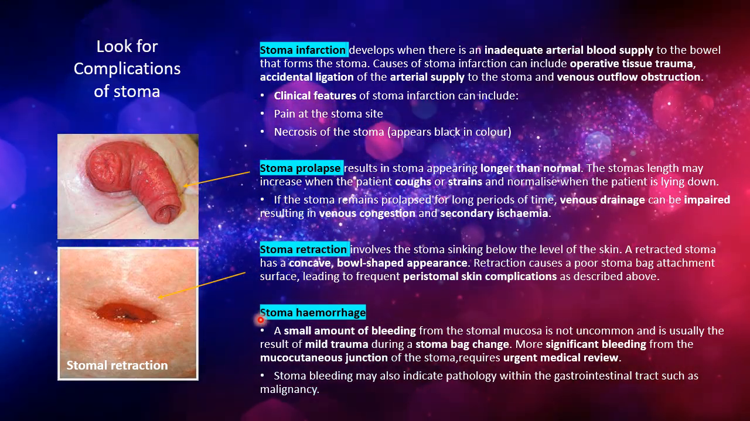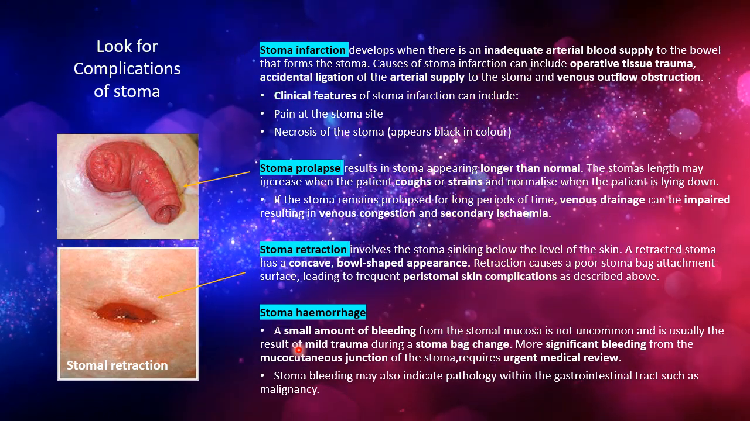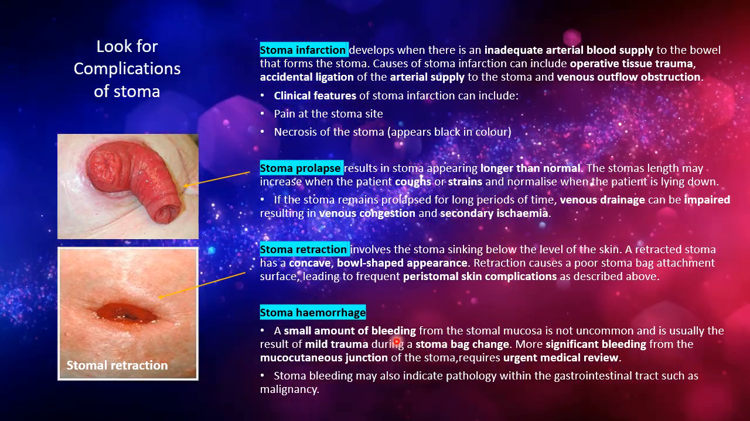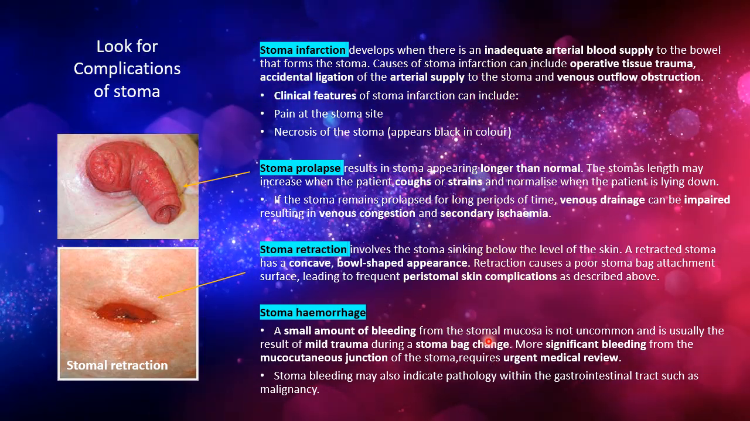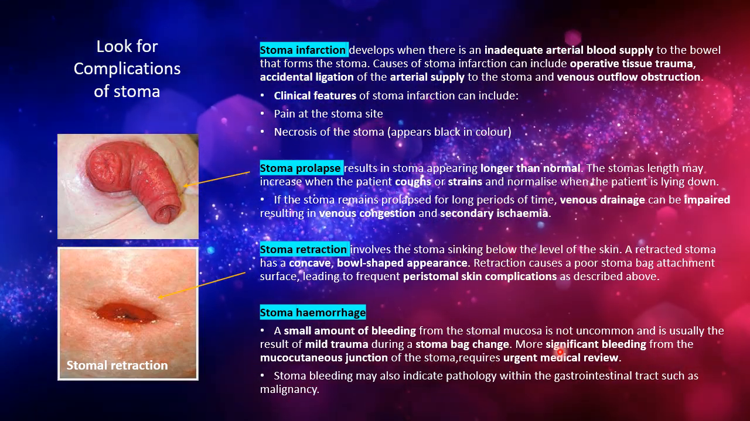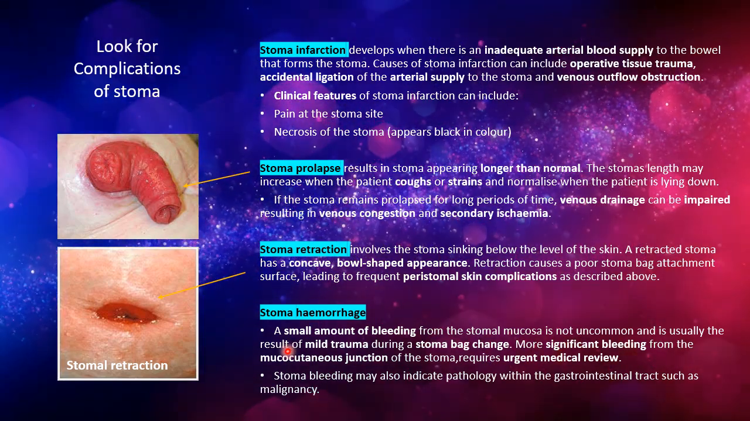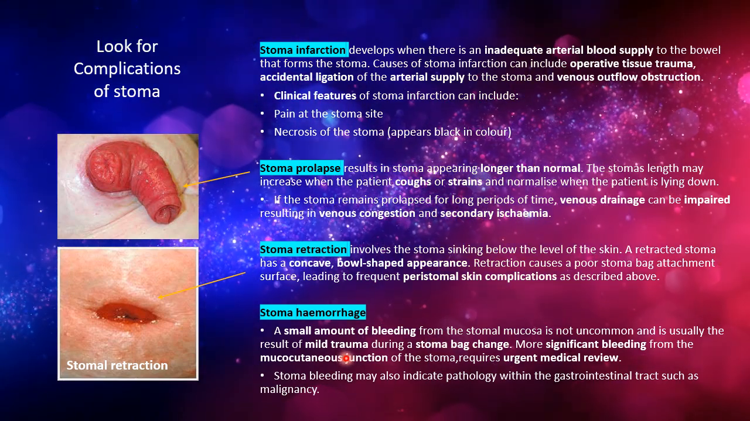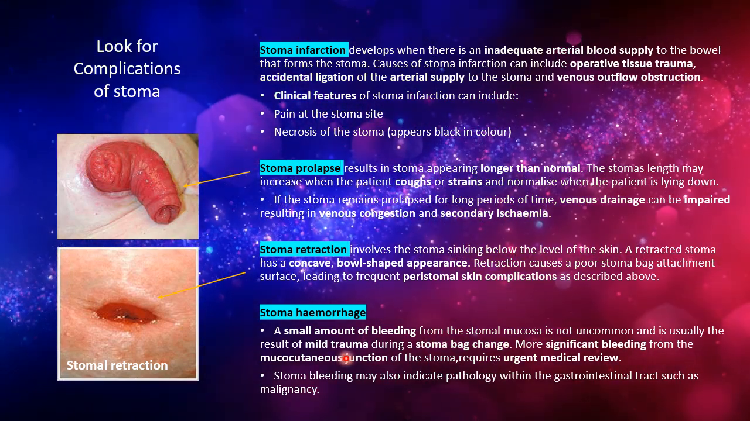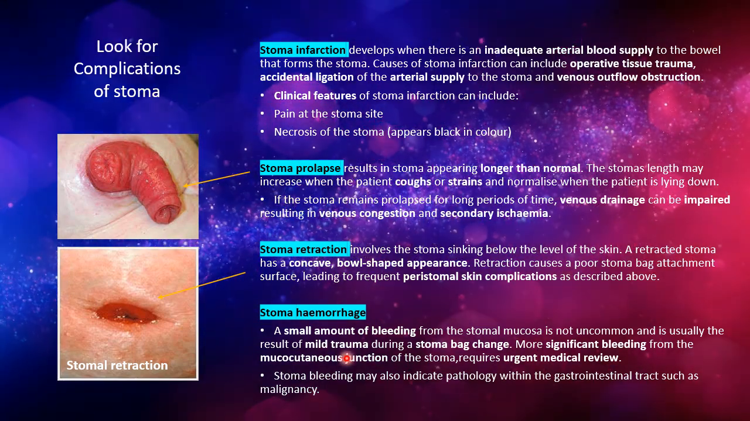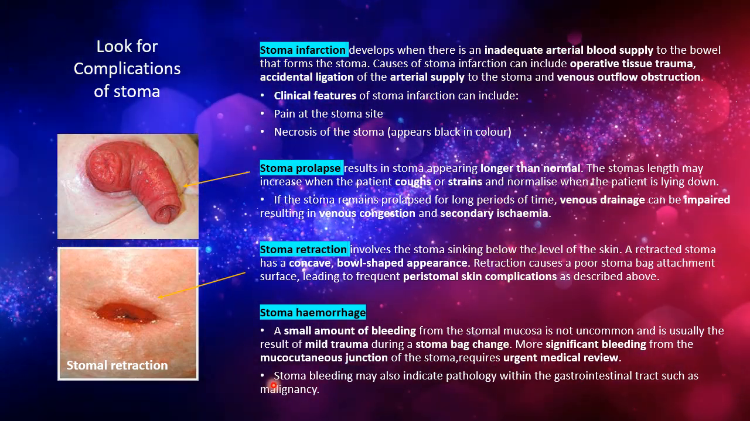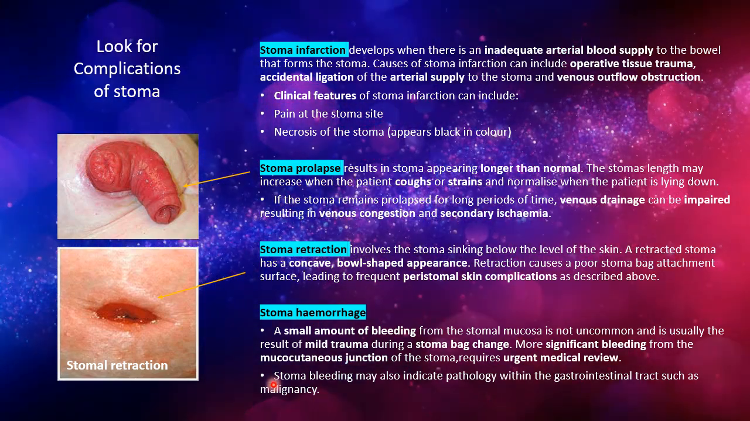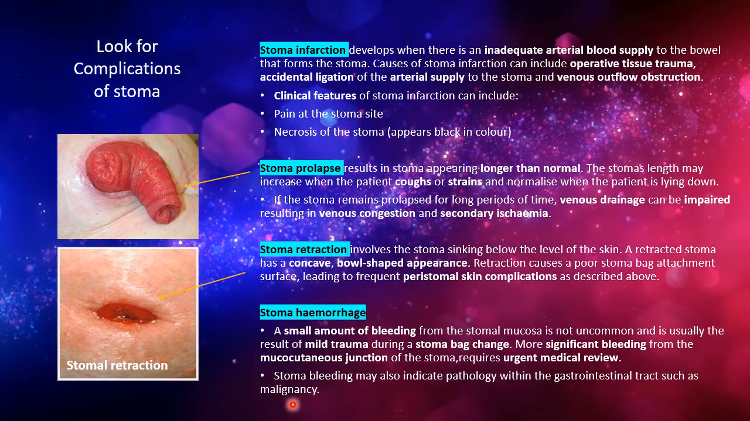Stomal hemorrhage: usually these are minor bleeds due to trauma during the changing of the bag. But if there is more significant bleeding from the mucocutaneous junction, then urgent medical help should be sought. You mustn't forget that stomal bleeding may also indicate pathology within the GI tract, such as malignancy.